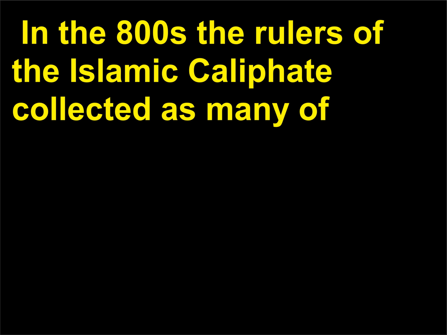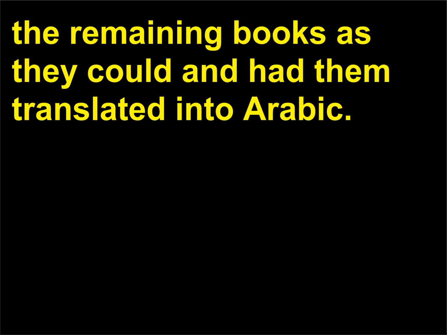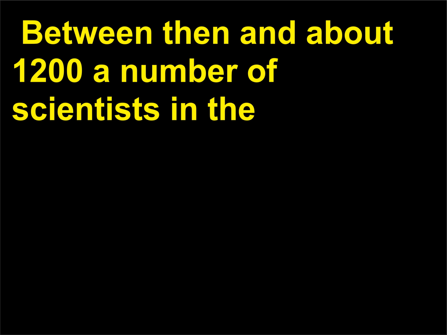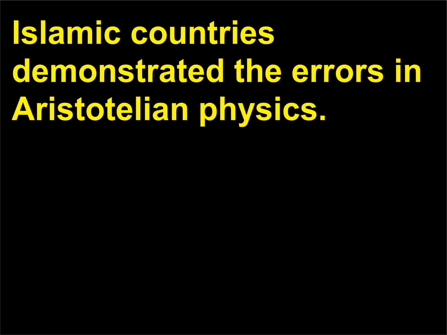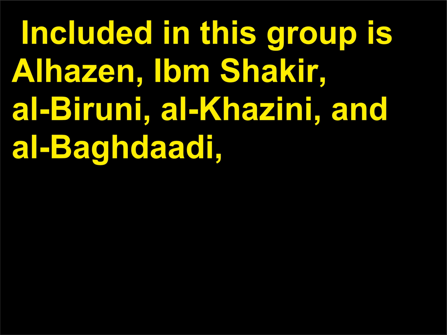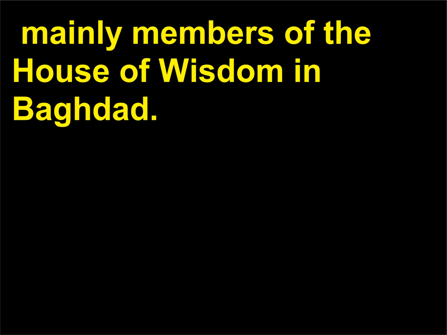In the 800s, the rulers of the Islamic Caliphate collected as many of the remaining books as they could and had them translated into Arabic. Between then and about 1200, a number of scientists in the Islamic countries demonstrated the errors in Aristotelian physics. Included in this group is Al-Hazan, Ibn Shakir, Al-Biruni, Al-Hazini, and Al-Baghdadi, mainly members of the House of Wisdom in Baghdad.